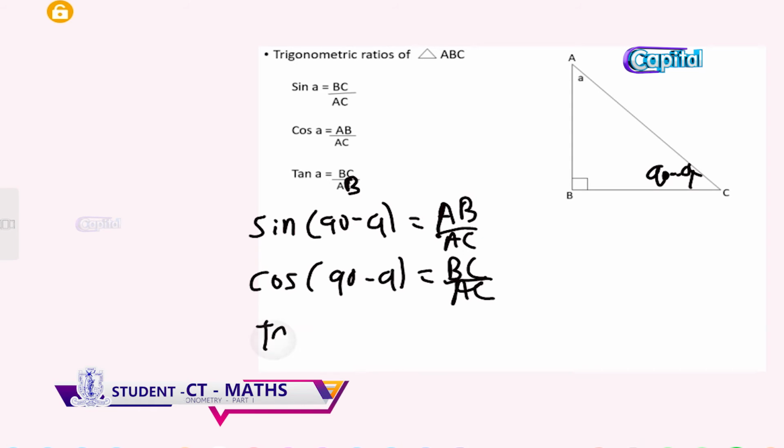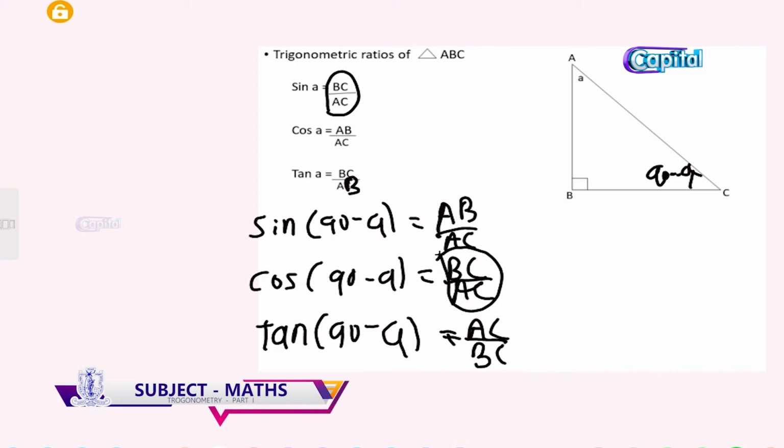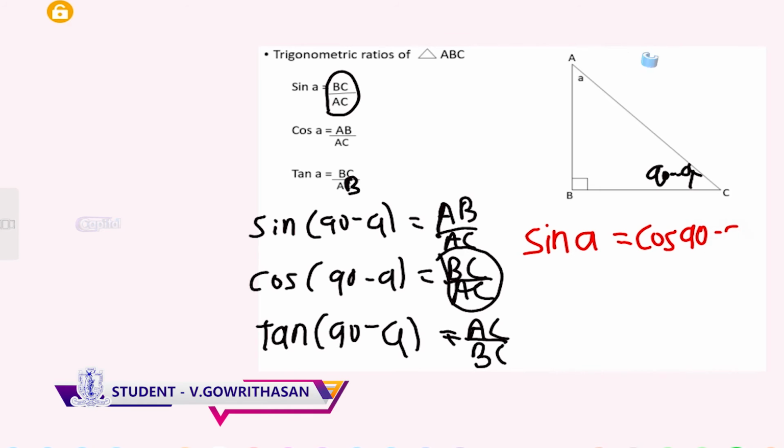So tan of 90 minus A is equal to opposite side AB by the adjacent side BC. If you look at this, some of the values are equal. So this value and this value are equal. Therefore, we say sin A is equal to cos 90 minus A, according to the axiom.